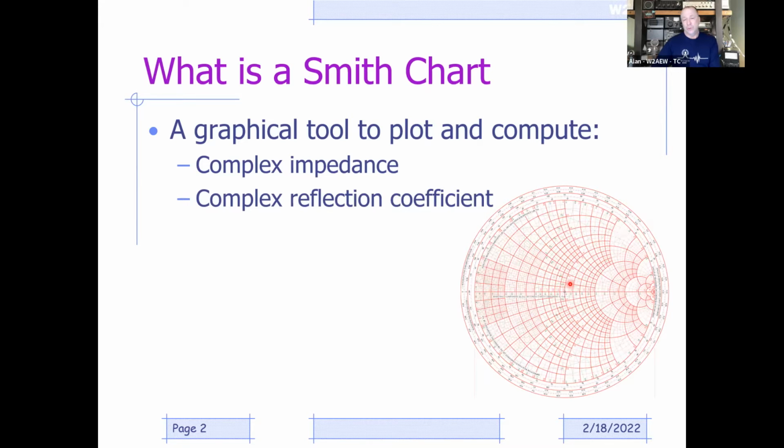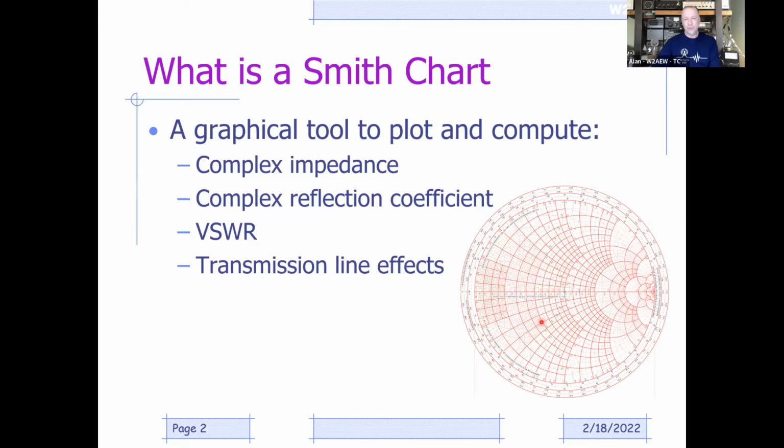I could also look at complex reflection coefficient, and that arises from that complex impedance not being matched to the transmission line, and that creates a reflection. And that reflection has a magnitude and a phase, which is why we call it a complex reflection coefficient. We're probably most familiar with SWR or VSWR. We can actually read that off of a Smith chart as well. I'll show you how you do that.